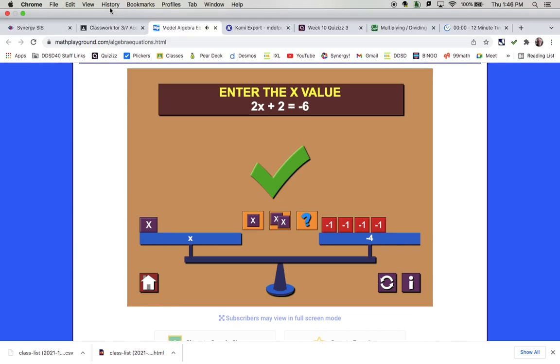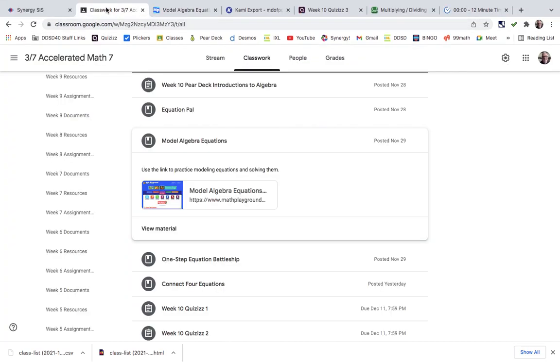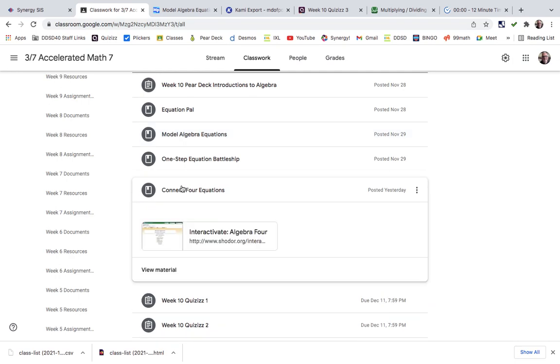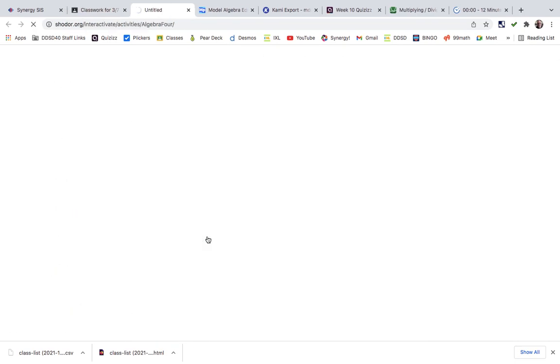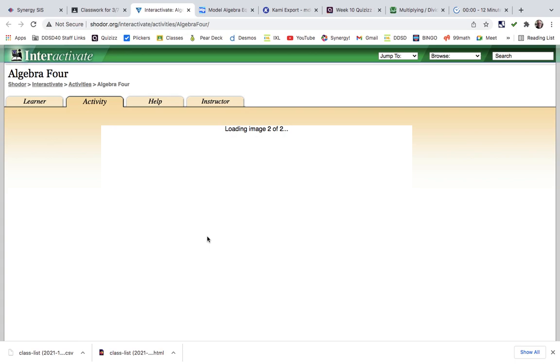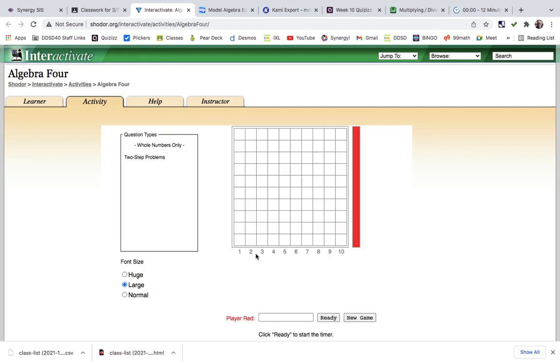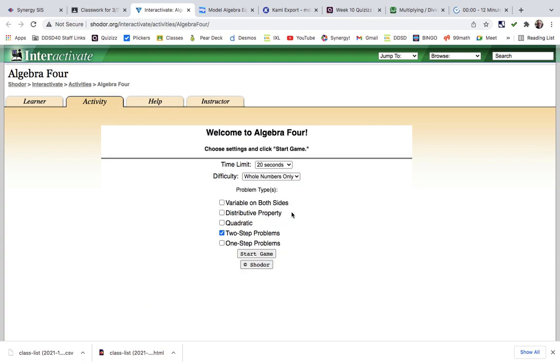And then finally, in class today, we did Connect 4 equations. And you can choose your level of difficulty. So choose two-step, and then whole numbers are the easiest. So they look like this. And let me do a new game. We're going to take the timer off and then hit start game.